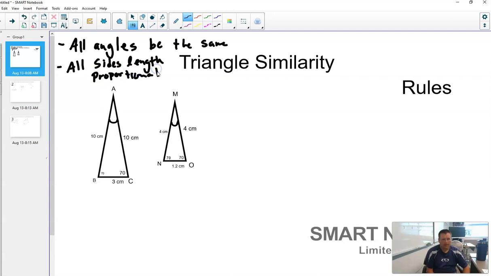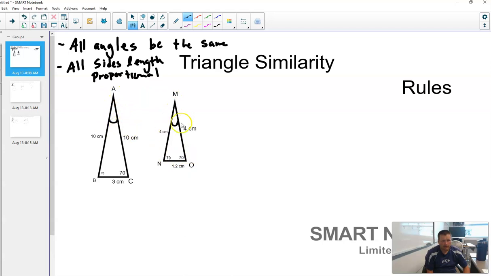What we mean by that is they all need to either grow or shrink at the same rate. They have to be what we call proportional here. So what I've got here is a triangle that we know is similar, because all my angles are the same. These are the corresponding angles. So 70 and 70. C and O are the same. And then A and M are the same.